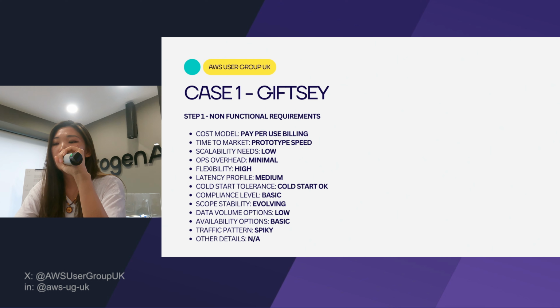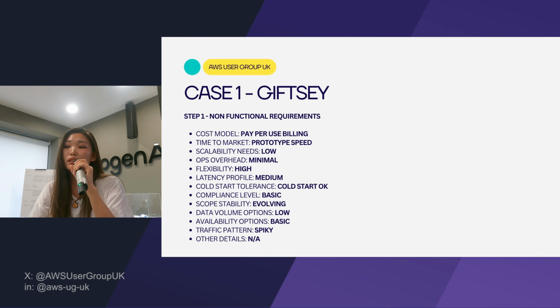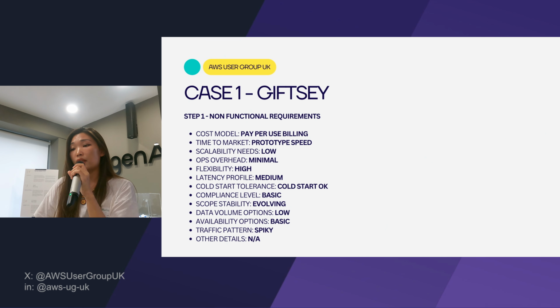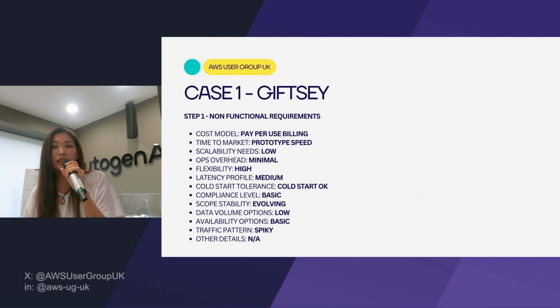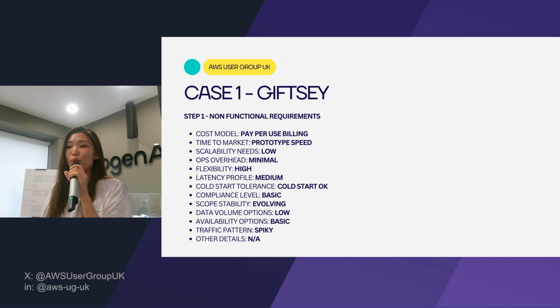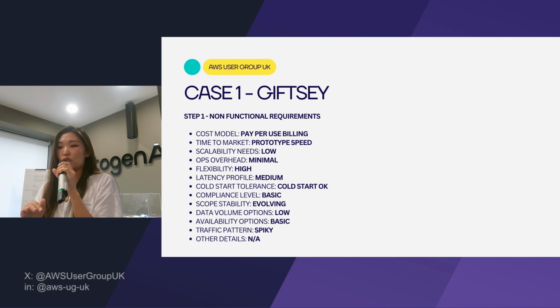So for this project, for example, the cost model, I am thinking about pay-per-use billing, since I'm not expecting any high traffic, at least in the beginning of the project, after post-launch. Time to market, I would like to specify here prototype speed, because it is sort of a side hustle. I want to build it as soon as possible. Then we have scalability needs. Here I select low. Ops overhead minimal. I'm just one person, I don't want to manage any servers.